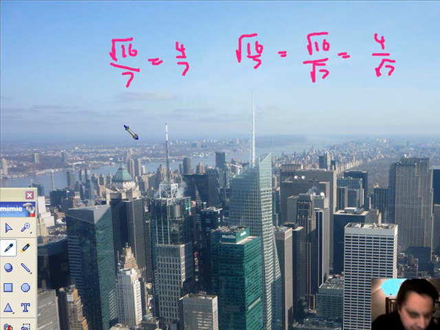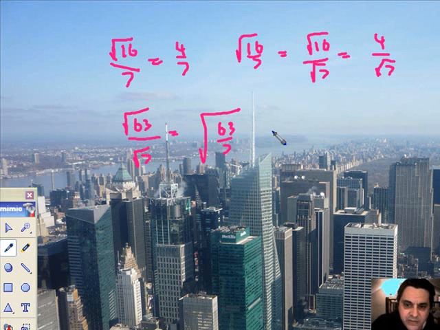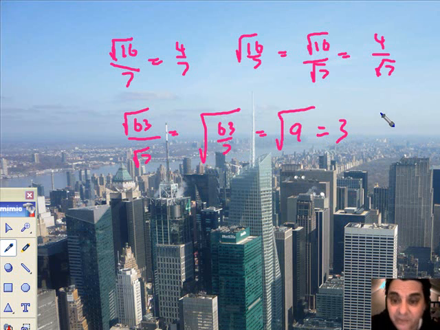Next one, do it down here I think, root 63 all over root 7. Well, I can convert that to the square root of 63 over 7. I think 63 divided by 7 is 9, root 9 is 3, therefore that's rational, believe it or not. And there it goes. Simplify the following surds.